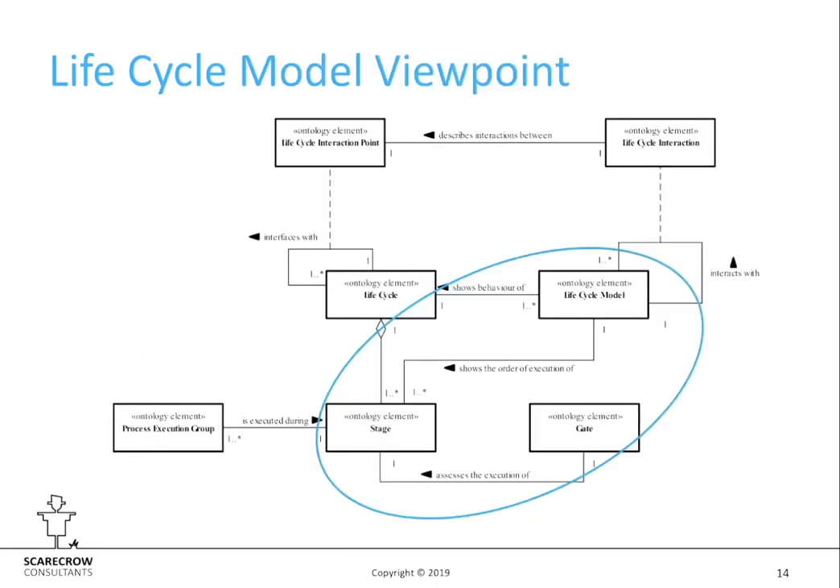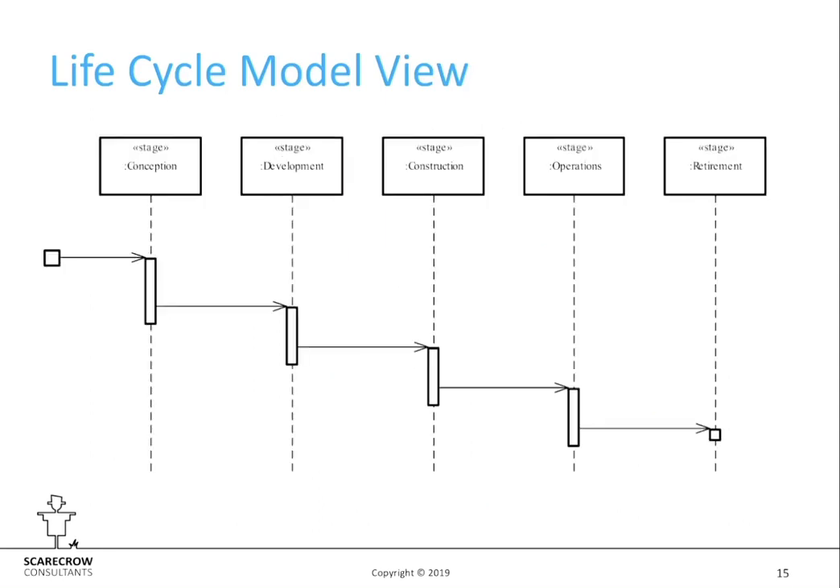The next one is the life cycle model viewpoint. That covers this part of the ontology. This is about showing the actual stages through time, sequencing them together, and we would have that at its simplest as a sequence diagram.